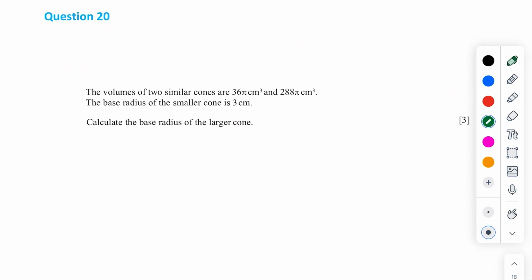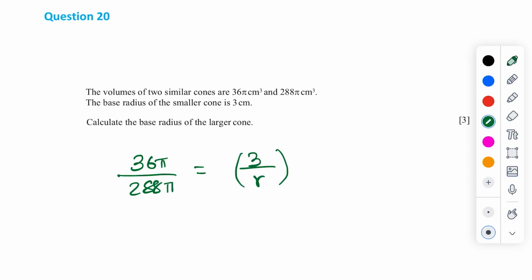Question number 20. The volumes of two similar cones are given. The base radius of the smaller cone is 3. What is the base radius of the larger cone? So 36 pi upon 288 pi equals 3 upon r whole cube. So pi and pi get cancelled. Then 36 divided by 288 will give me 1 upon 8. 1 upon 8 equals 3 upon r whole cube.